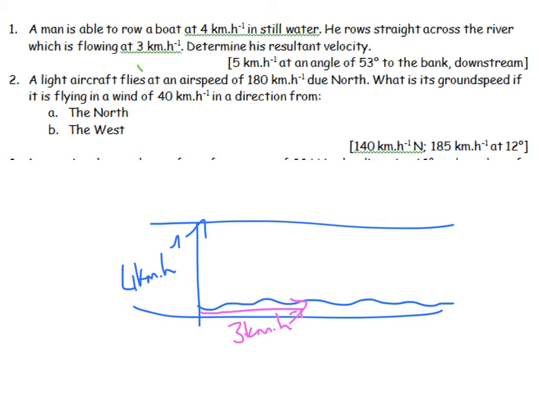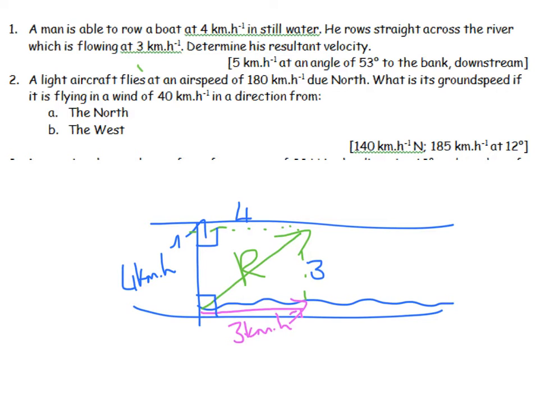Determine his resultant velocity. If he is being pulled across the river and down the river at the same time, he's going to land up going in that direction. So we complete the parallelogram and we put the resultant in. Now what's interesting here is that we have a 90-degree angle. This is a rectangle, so that's 4, and that is 3.